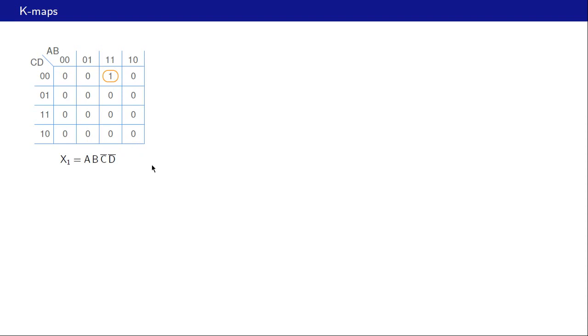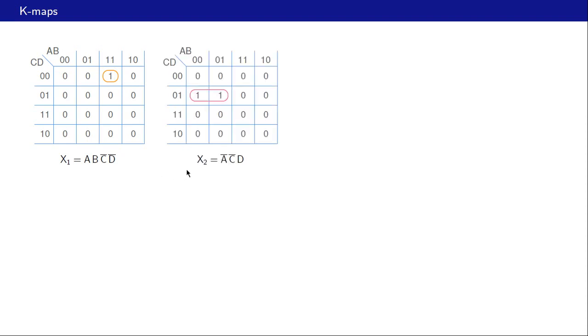Alright, let us consider another product term, x2. Now this term has only 3 variables, A, C and D, and x2 is 1 if A is 0. That means 2 columns, because A is 0 here, A is also 0 here. So these are the 2 columns. And what is CD? CD would be 0, 1. That is this row. So therefore we have 2 ones now, like that.